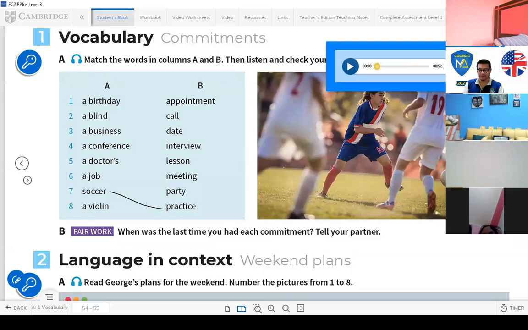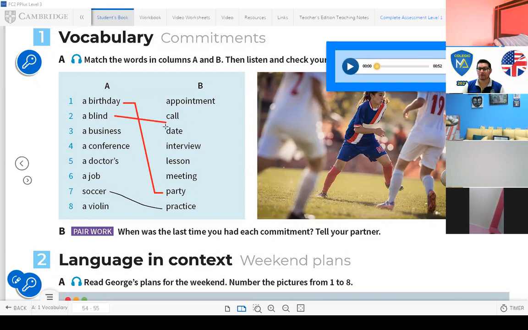Okay, now let's work on this part. What do we have here? It says vocabulary, commitments, right? For example, what do we say? A birthday, and we have options: appointment, call, date, interview, lesson, meeting, party. What's the answer? A birthday party, right? Pues, una fiesta de cumpleaños. A birthday party.